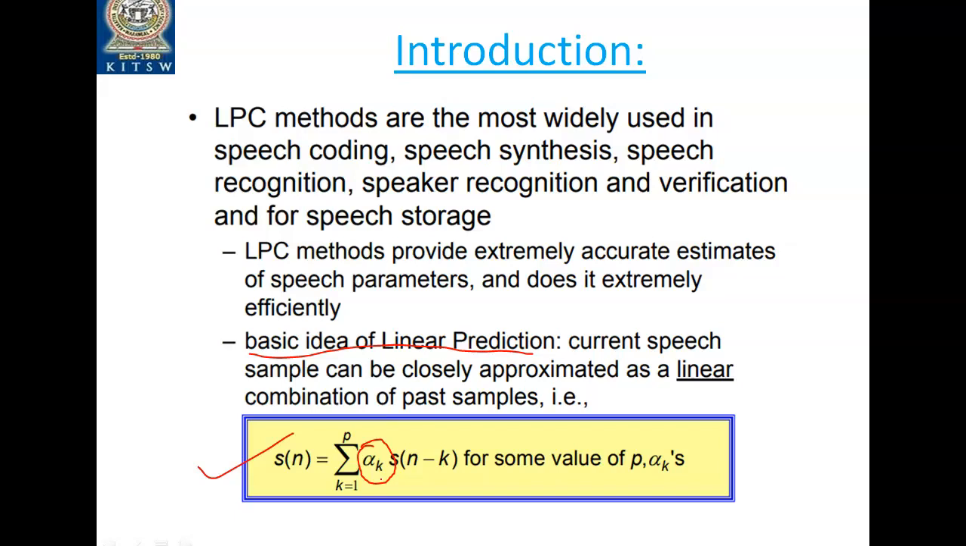But what we need to do here is estimate the prediction coefficients in such a way that we minimize the mean square prediction error. So that is the way we are going to look at it.